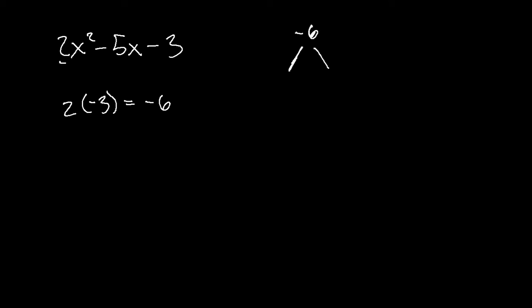We should be able to get 1 and negative 6. 1 times negative 6 is negative 6, and 1 plus negative 6 is negative 5. So these will be our numbers. Now from here, we should rewrite our expression but replace negative 5x with negative 6x plus positive 1x.